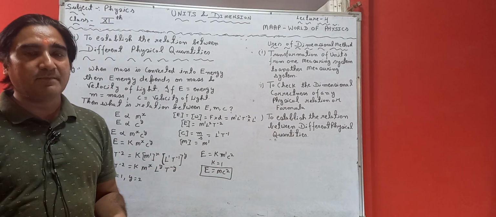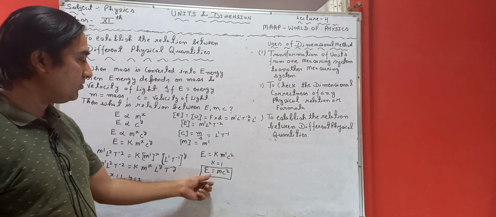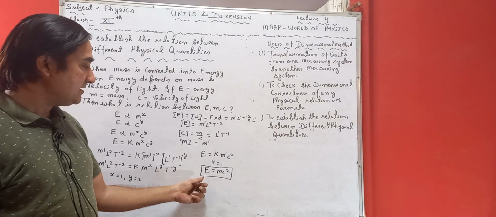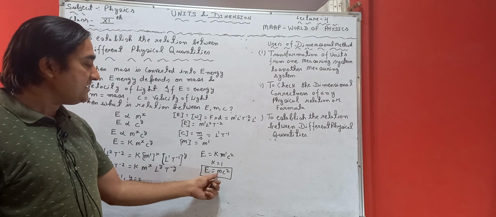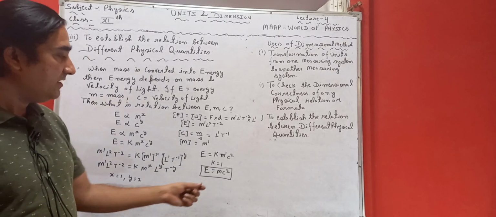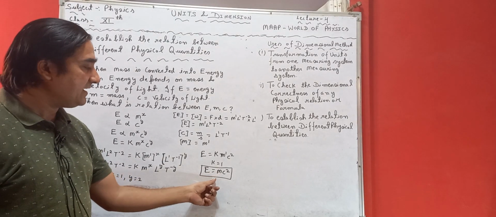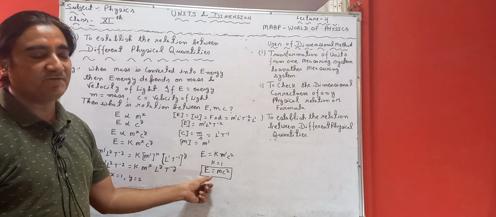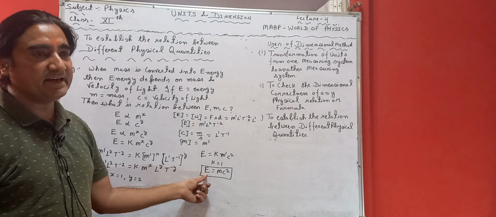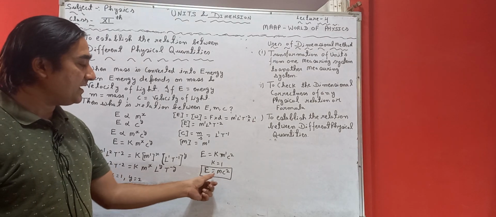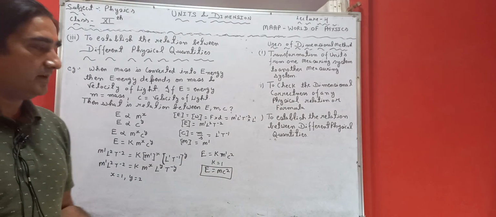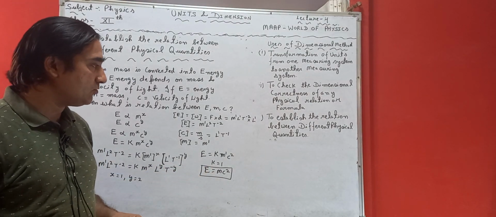This is the equation given by Einstein, and it is well known as the energy-mass relationship. In relativity, mass is variable, so it gets converted into some form of energy, and this is the equivalence of mass and energy. So this is E is equal to mc squared.